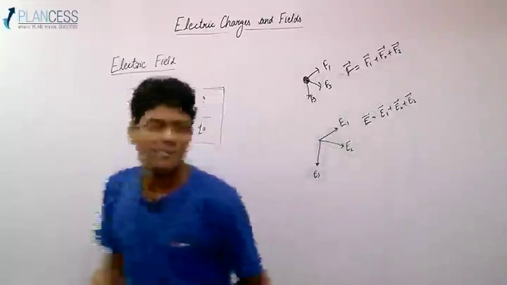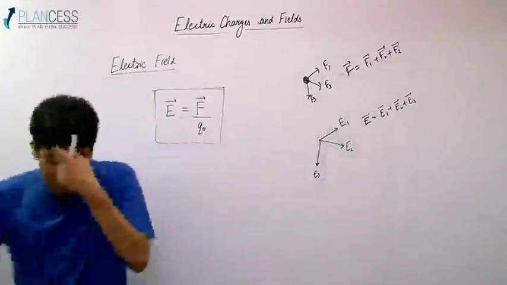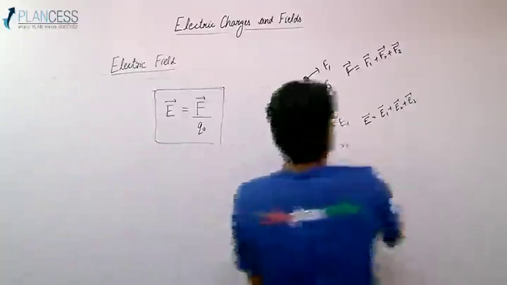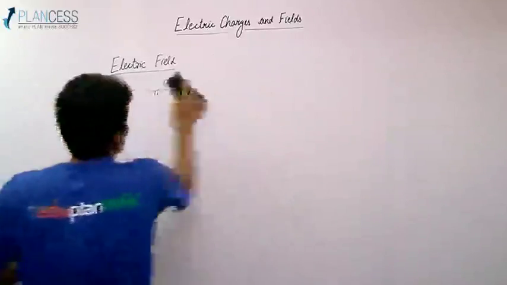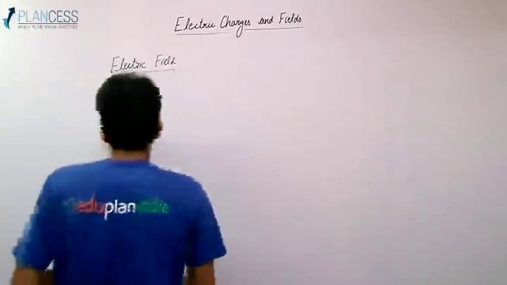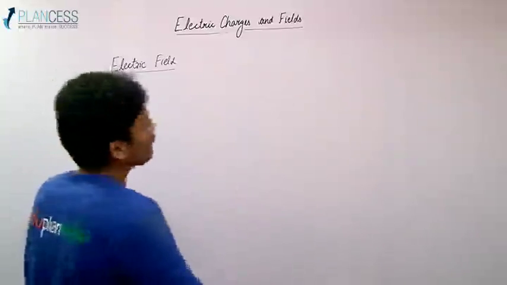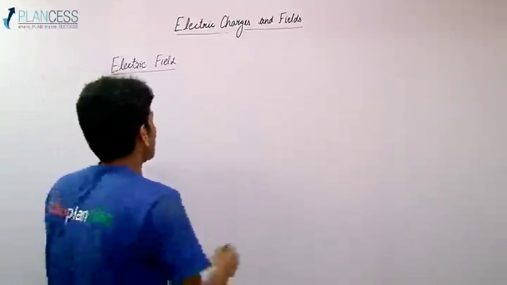So this is the principle of superposition, which is valid for electric field also. Next, this was the concept of electric field. Now let's apply it in some questions and calculate the values of electric field for different common shapes which are generally asked.